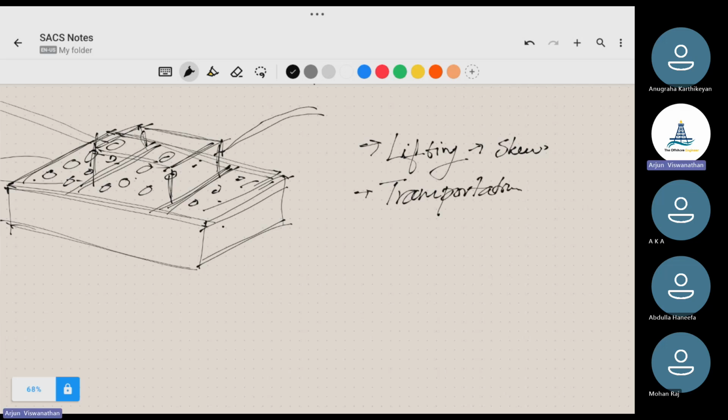Transportation analysis. Then what we need to do is an in-place analysis. Transportation is when we take the structure from a certain location to the field, and this transportation will be critical. There is road transportation as well, but when we compare it to sea transportation, the sea transportation will be very critical. So we will be dealing with the sea transportation.